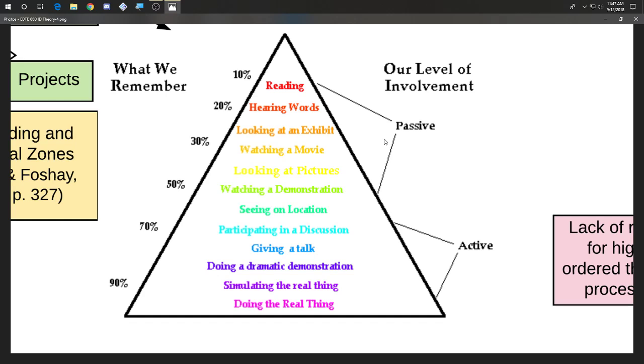So you can see at the top we have things like reading about things, hearing about things, listening to things, and so on and so forth. And then at the bottom we start to see more active methods, such as actually doing, simulating, seeing other people simulate, etc. And you see that the more active the process is, the higher the amount of recall a student is going to walk away with. And this is important because we want students to walk away with as much retention as possible.